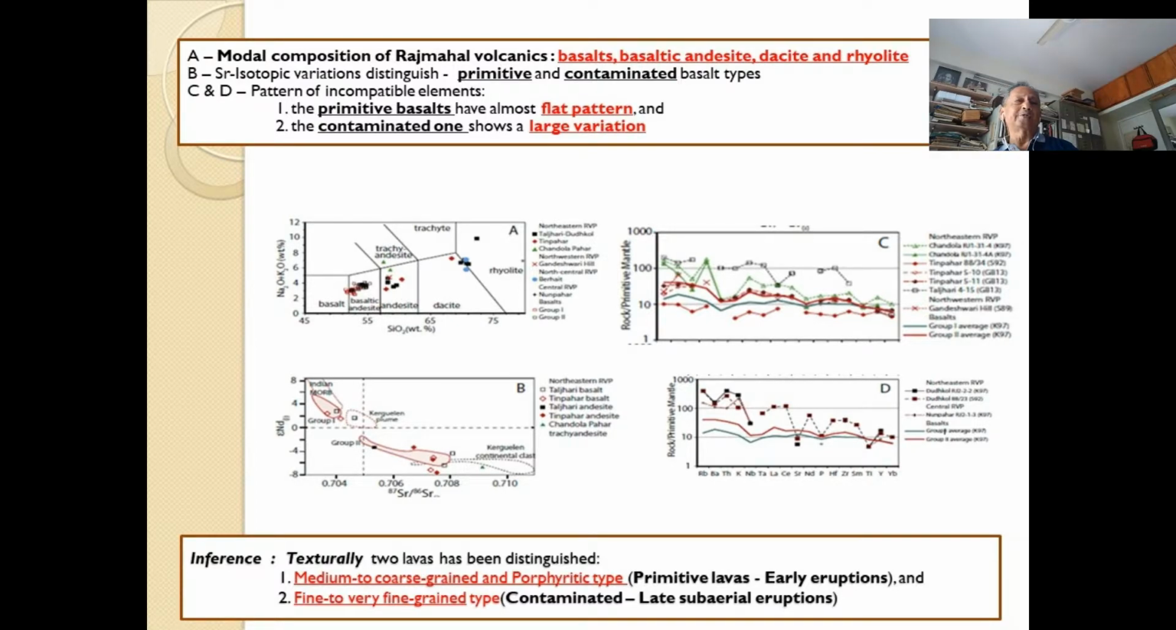We have tried to examine the nature of texture of these two magma types, and it has been found they can be distinguished texturally. The early basalts, which are primitive basalts, less fractionated, are medium to coarse grain and porphyritic in nature, whereas the late eruptions are largely contaminated and are characterized by texturally fine to very fine grain types. So these are the two main types of basalts that we have established from the Rajmahal.